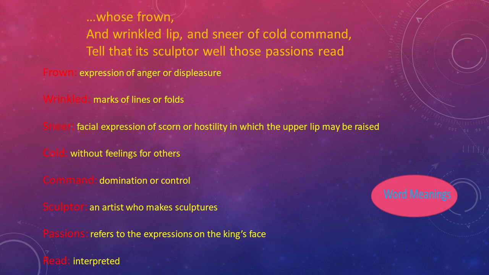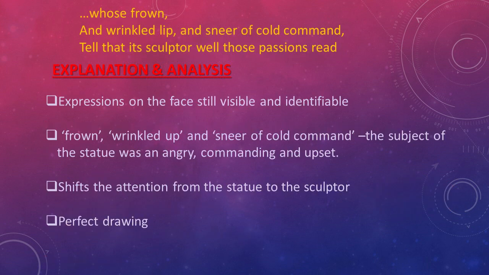face. Read, interpreted. So, the traveler goes on to describe that the face of the statue lying on the sand had the expressions still visible and identifiable of the mighty ruler Ozymandias. He has used frowned, wrinkled up, and sneer of cold command to give us an impression that the subject of the statue was an angry, commanding, and often upset man.